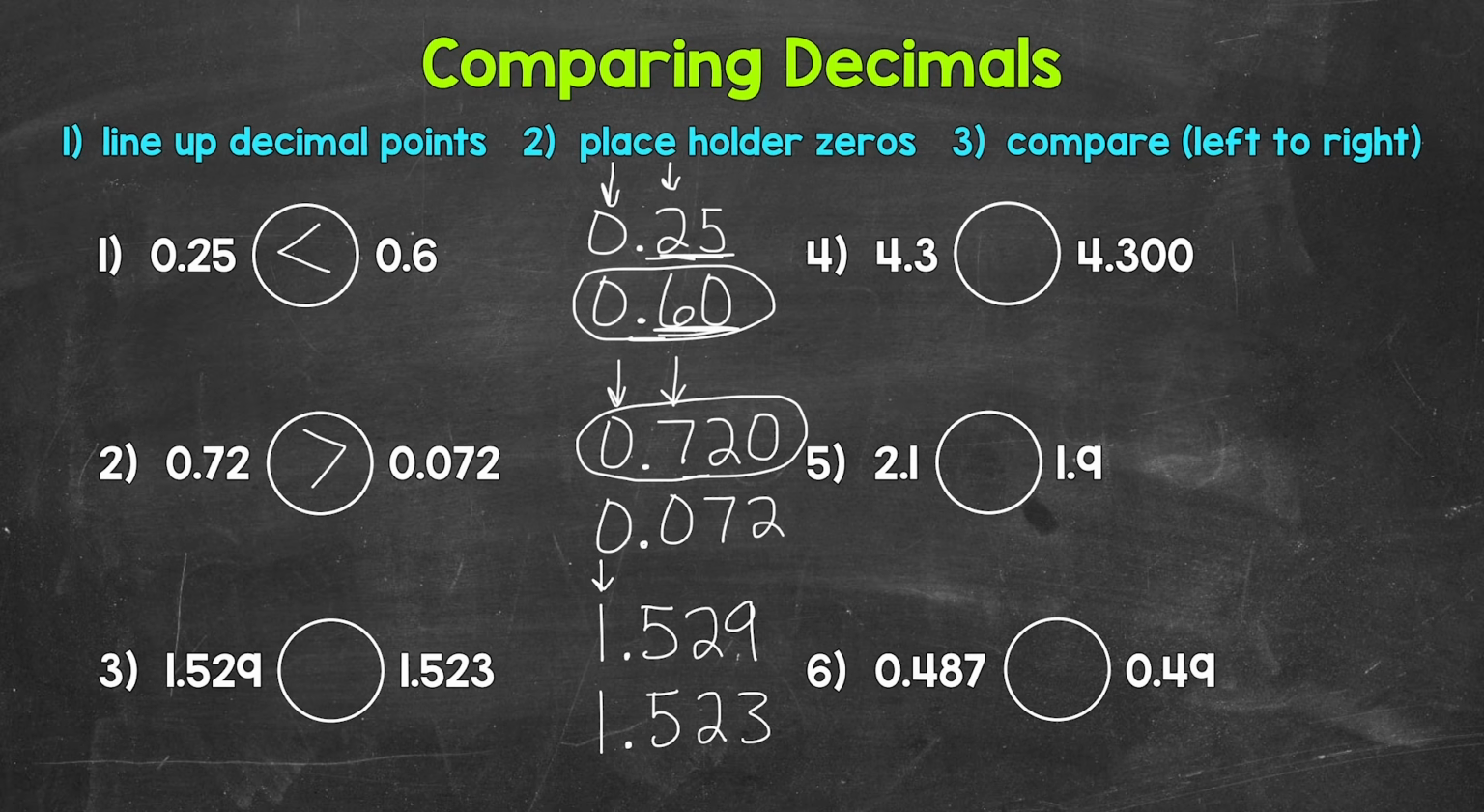Now for number 3, we do have whole numbers here, but we can't compare. We have the same number. We have ones.